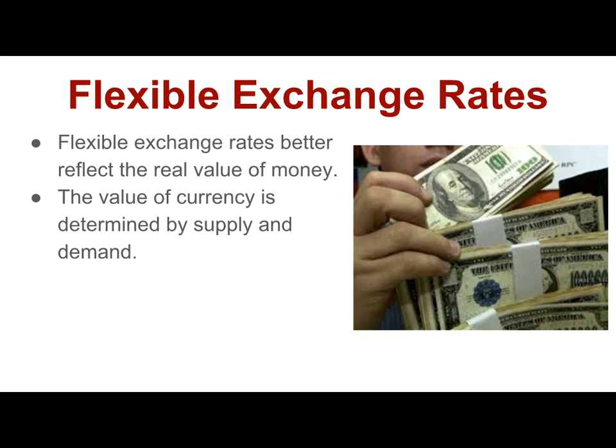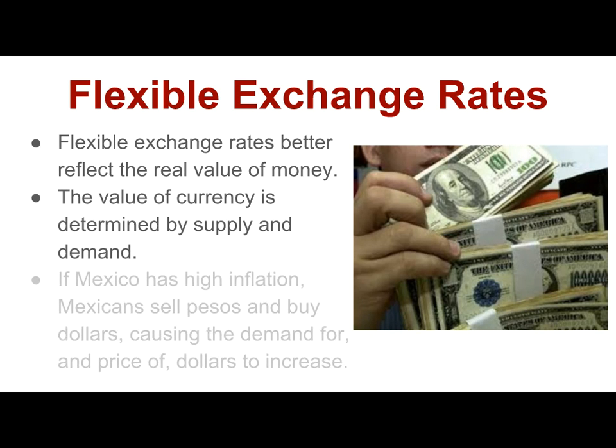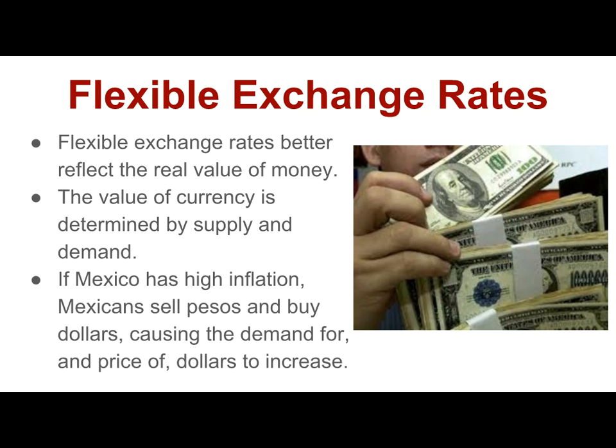Supply and demand helps us understand the value of any goods. This is how we get to our equilibrium prices and our real market prices of things. We find out how much is out there and how much people want it, and we come upon this price. Now, for example, if Mexico has high inflation, okay, inflation in Mexico has gone wild.